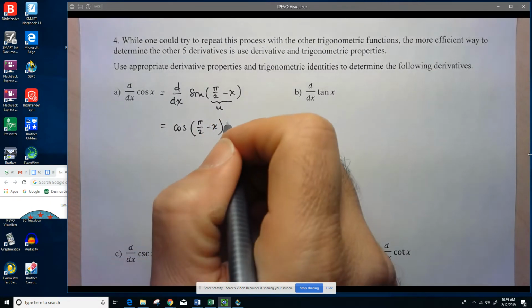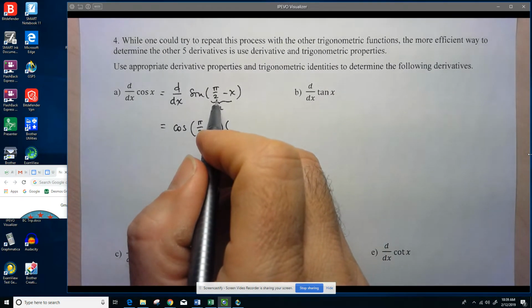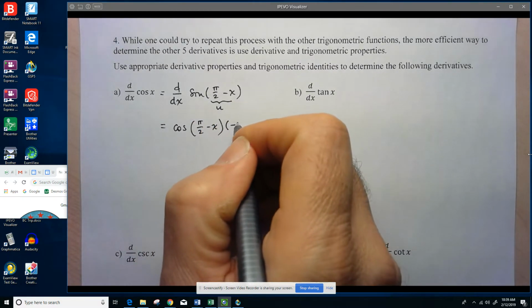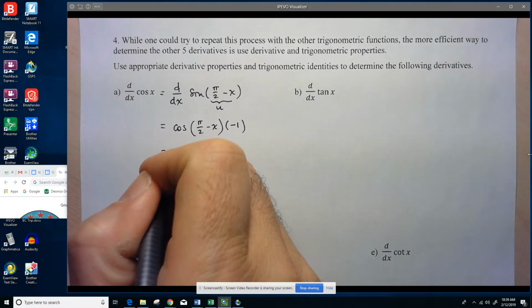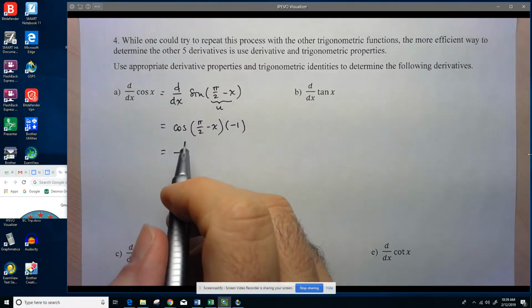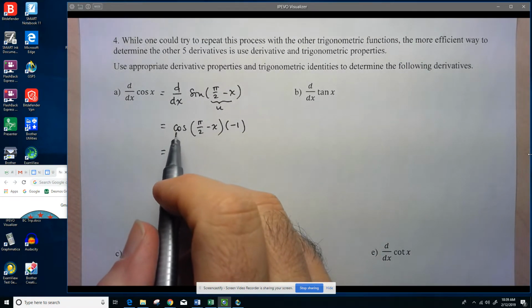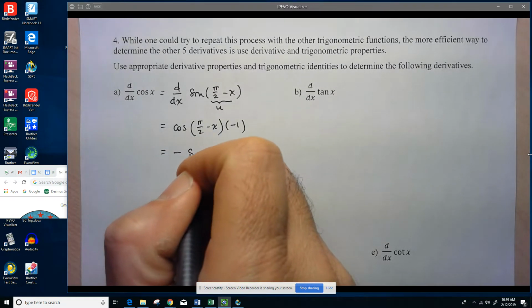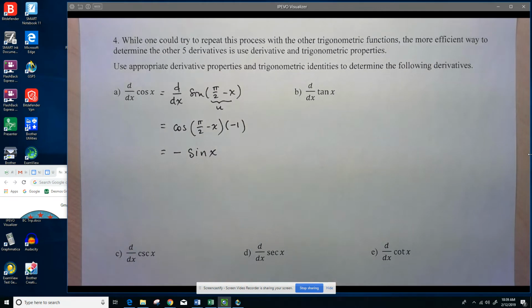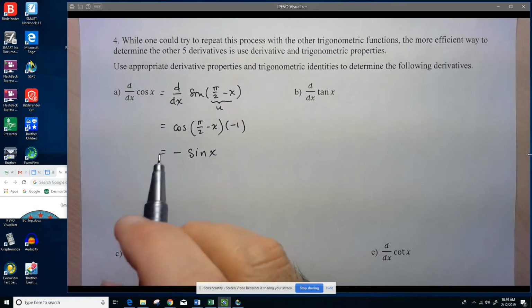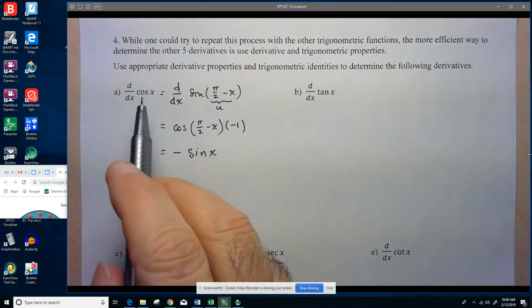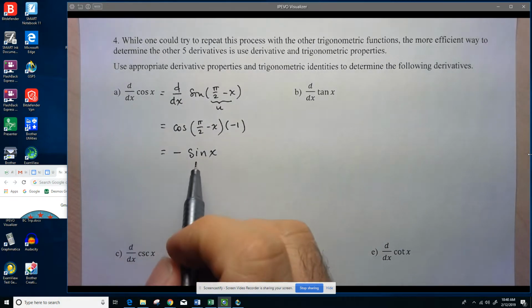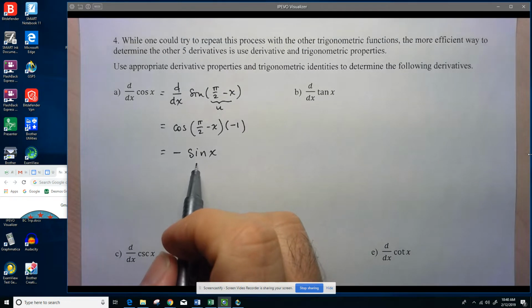Now we have to take the derivative of u with respect to x. Well, pi over 2 is just a constant, and the derivative of negative x is just negative 1. So we have a negative in front here, and now go back to those identities: what is cos of pi over 2 minus x equal to? It's just equal to sine x. And so what we have is another very nice result, that the derivative of cos x, which we would expect to be periodic, is not sine x, but negative sine x.